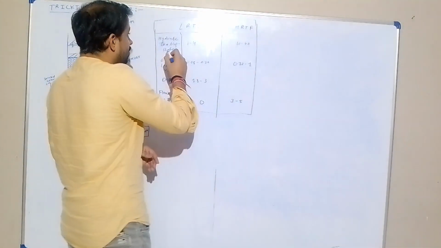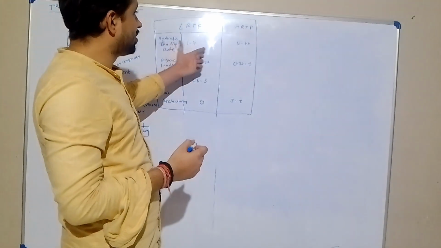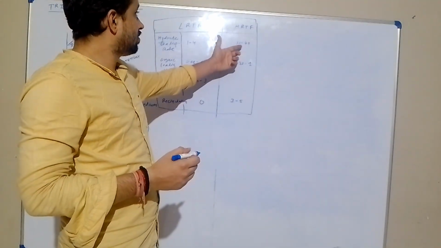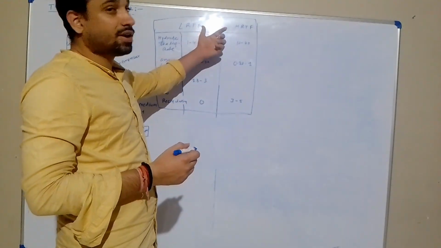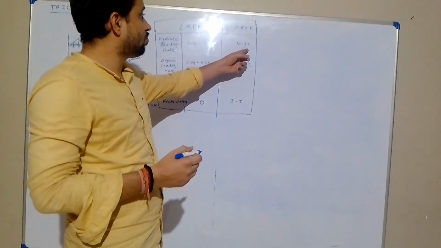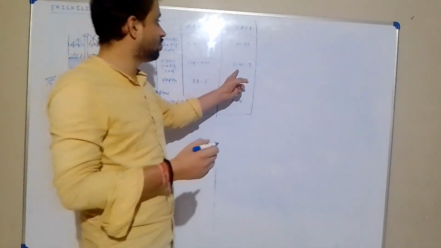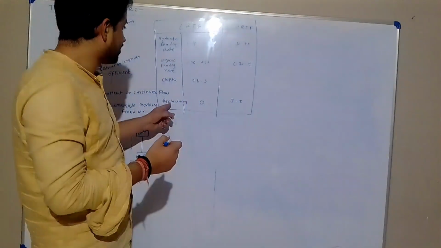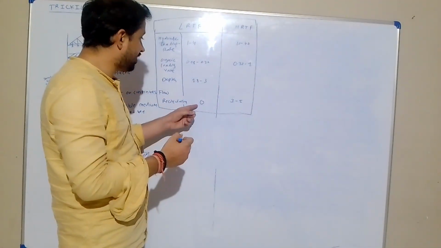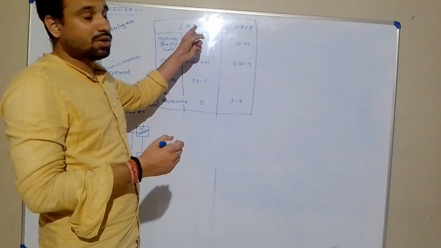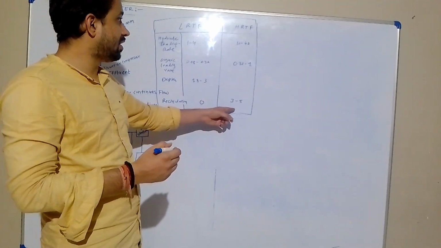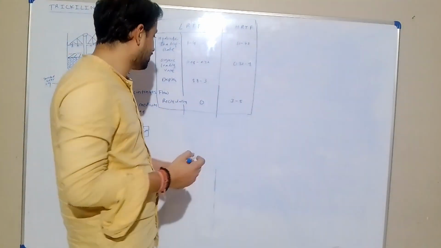So the hydraulic loading rate is 1 to 4 for a low rate trickling filter. High rate trickling filter, 10 to 40. Organic loading rate, 0.08 to 0.32. Recirculation is not provided in a low rate trickling filter, and in a high rate trickling filter it is 3 to 5.